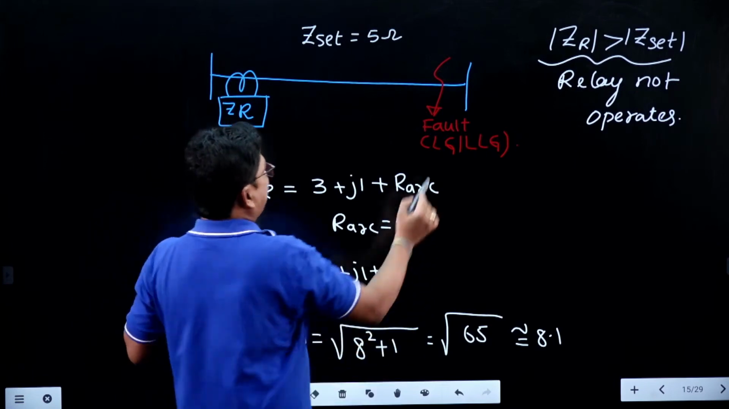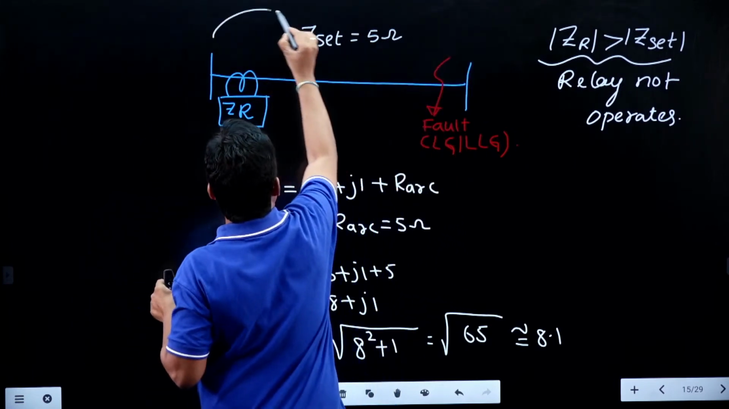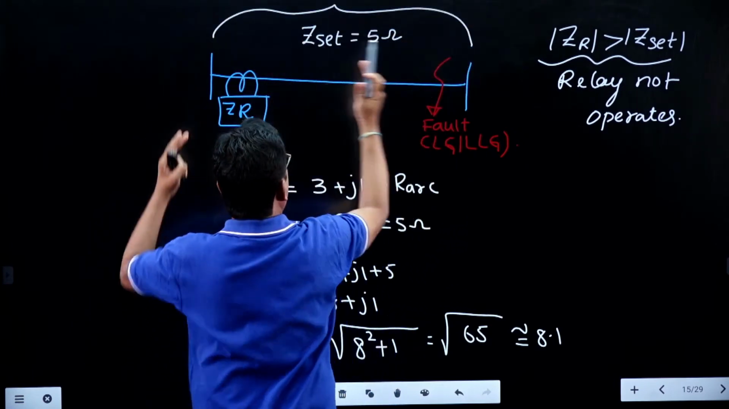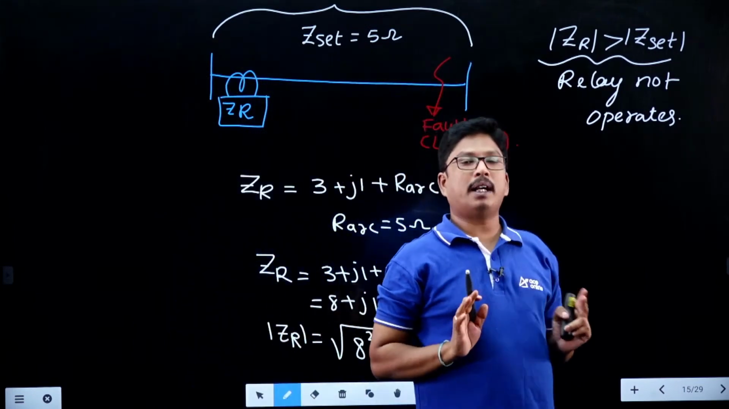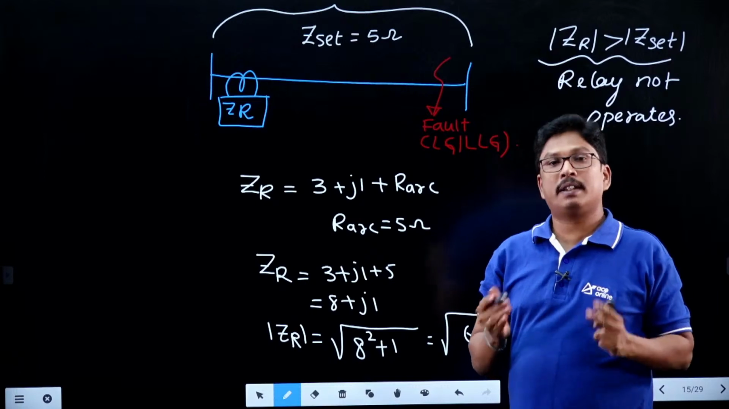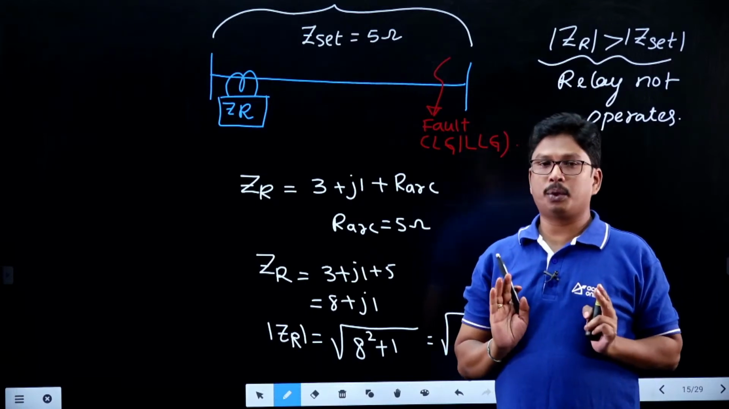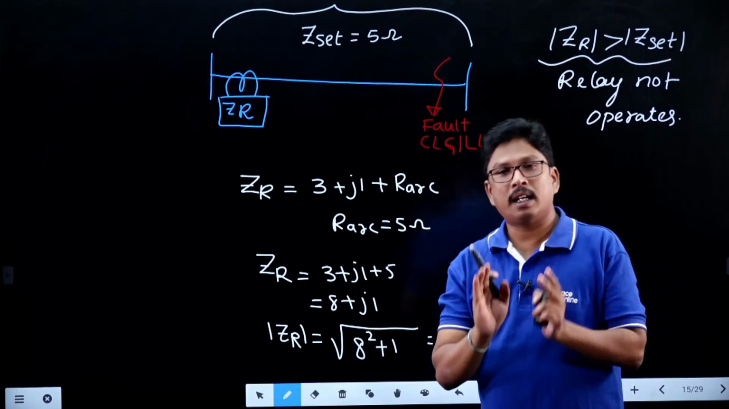But what is the protective zone? The protective zone of the relay is this. Within this zone, whenever a fault occurs, the relay has to operate. But the relay fails to operate whenever there is a fault within the protective zone. So this is called the underreach problem.